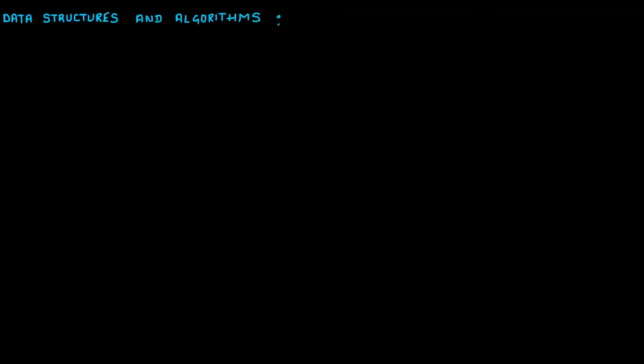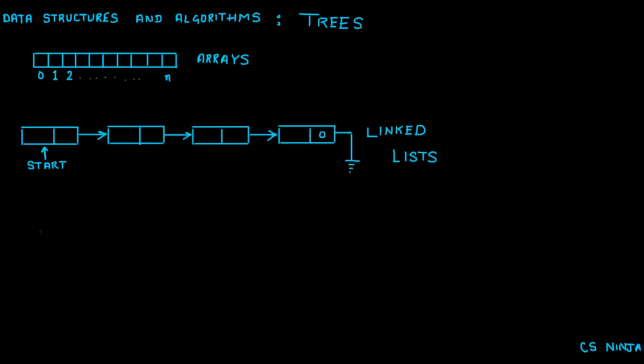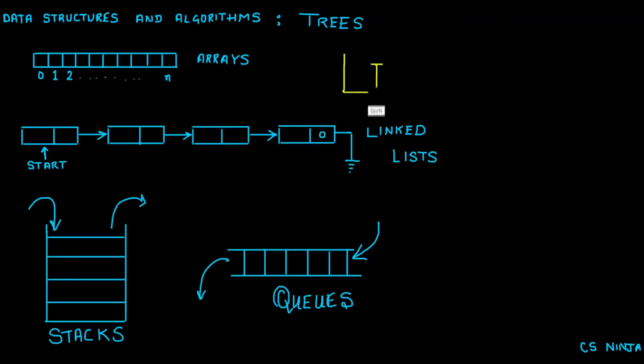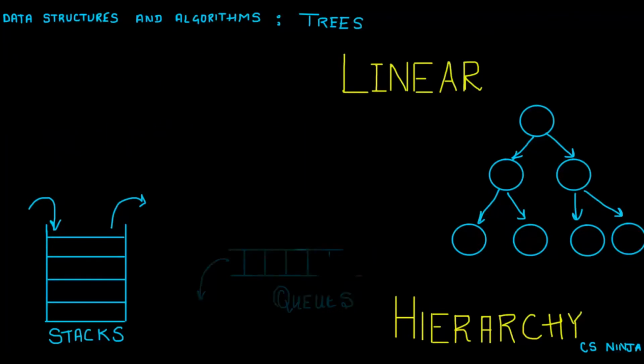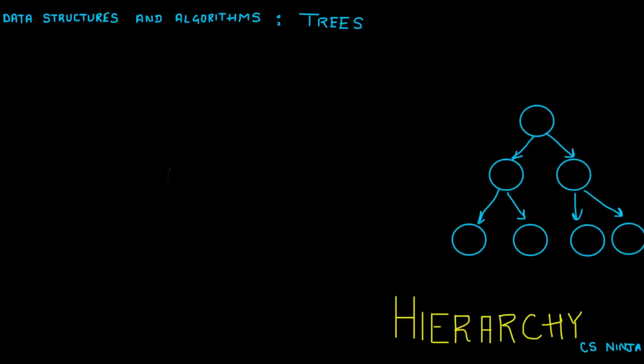This new video series is on data structures and algorithms, and today's topic is trees. Unlike arrays, linked lists, stacks and queues, which are linear data structures, trees are hierarchical data structures. You can understand this hierarchy from a real life example.